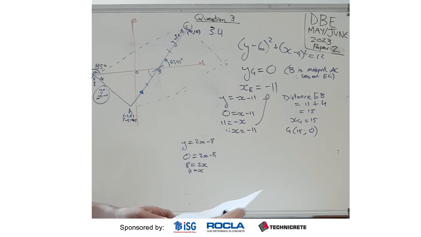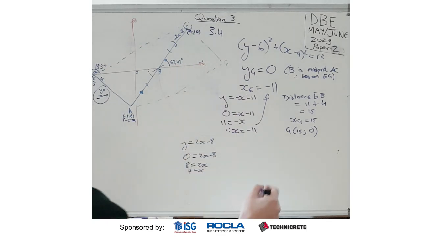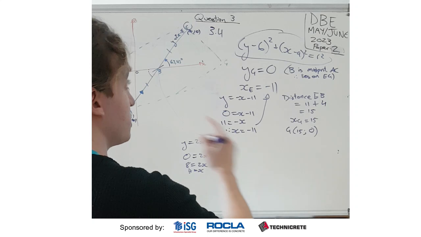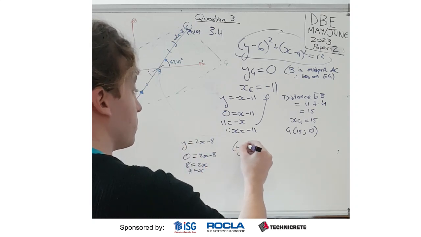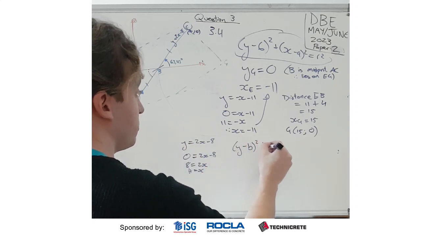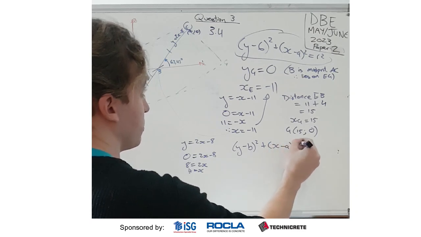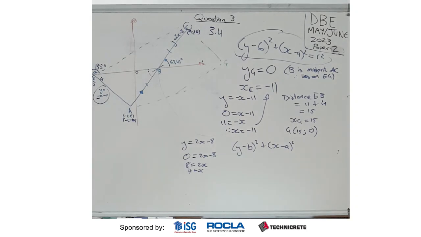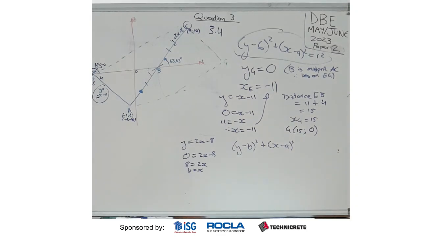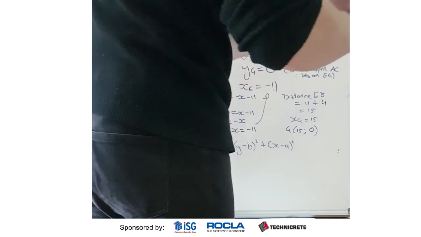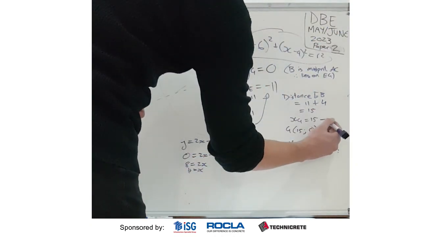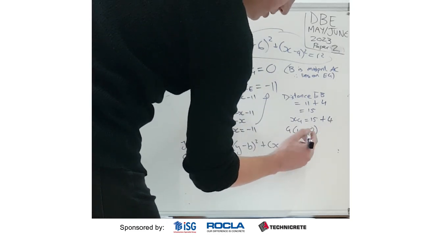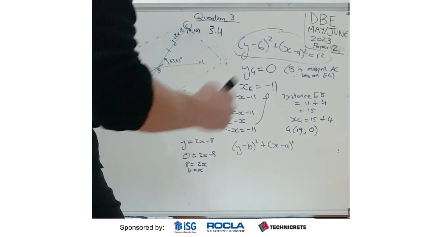Okay, so now our circle has to correspond to this equation. Right? So it's y minus b squared plus x minus a squared. Sorry about that, just realized I made a mistake here. This must be 15 plus the value of b, which we know is 4. So G should be 19, 0. Okay, great.